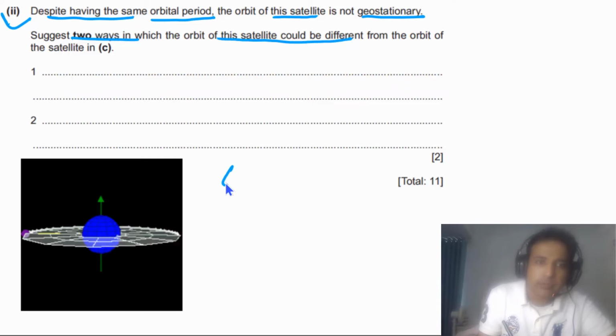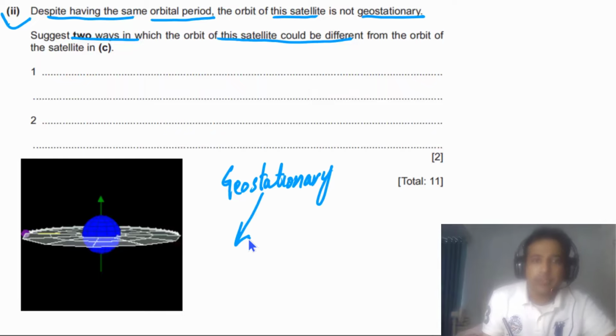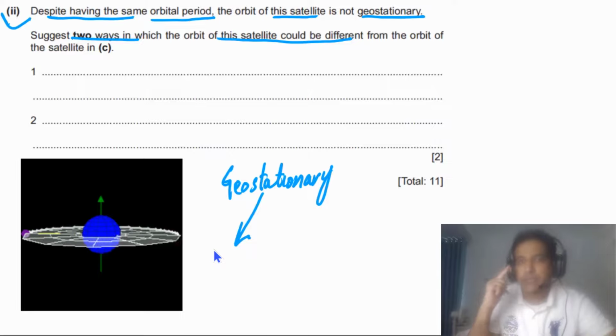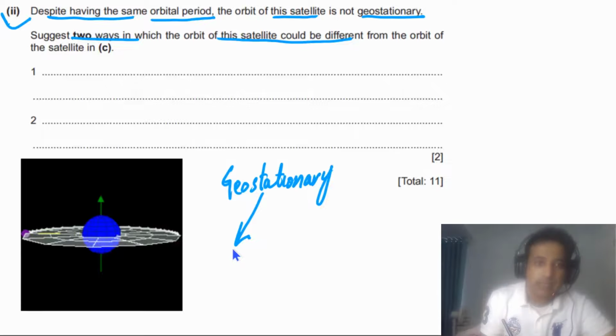In order to answer this question, we can write down a few points about a geostationary satellite. First thing for geostationary is that it has to move in the same direction as the direction of rotation of the planet about its own axis. It has to move from west to east. This one is very important, from west to east.